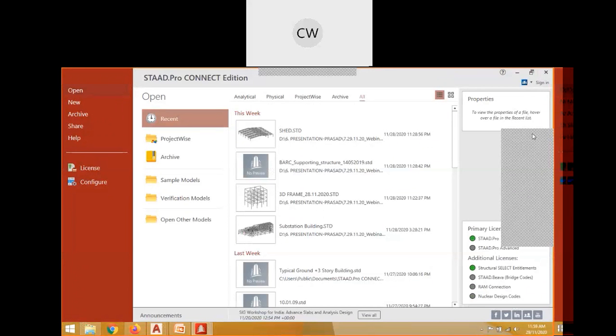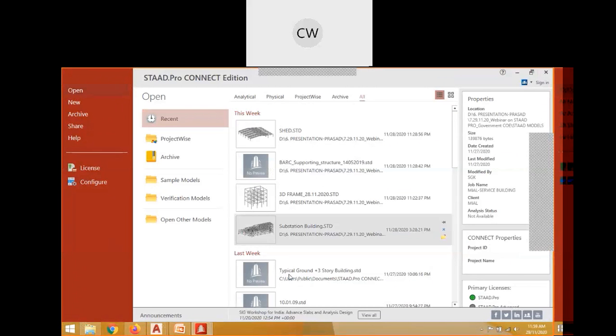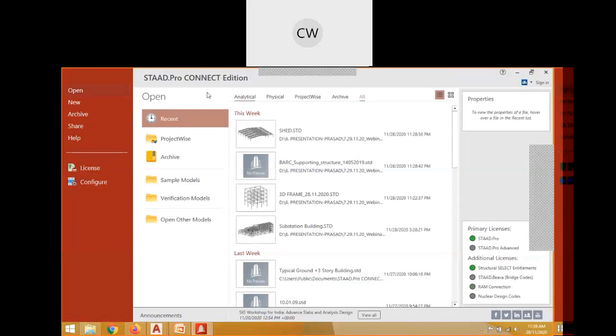Okay, so this is the first screen when you start your STAAD.Pro CONNECT edition. You can see here the license configuration. On the left side you have different tabs like open, new, archive, share, and help, and then license and configure. These are the commands on the left-hand side.